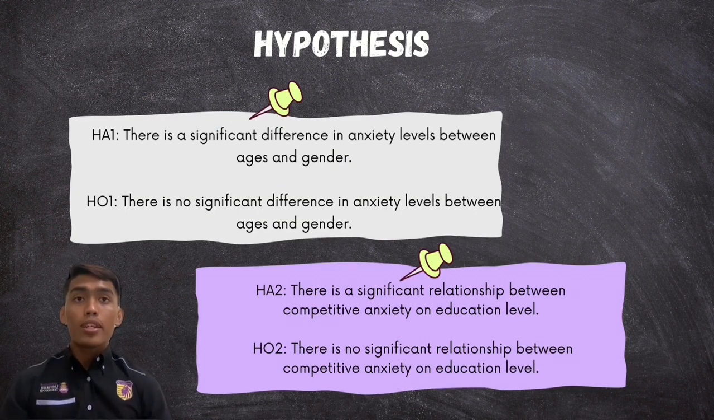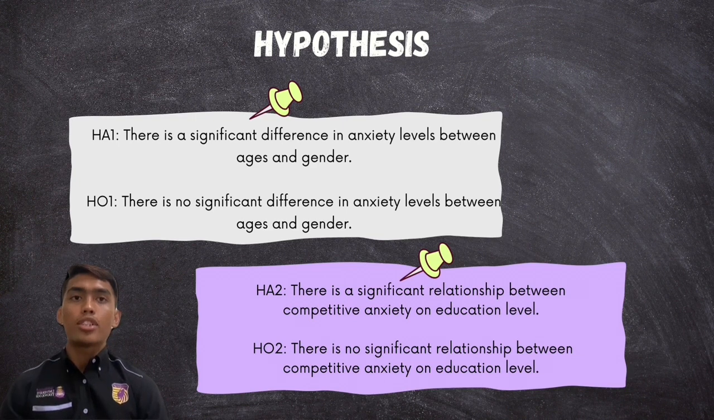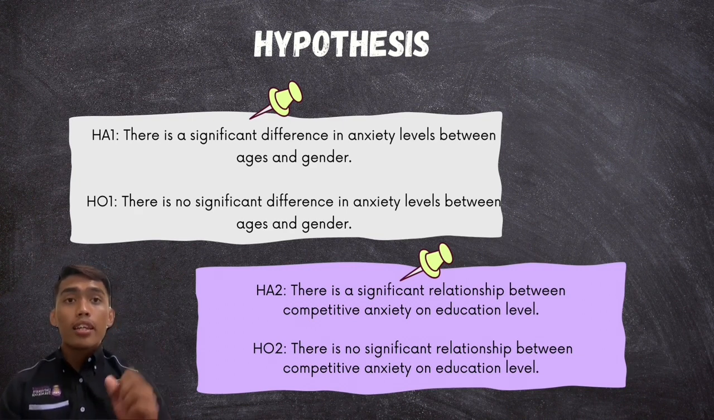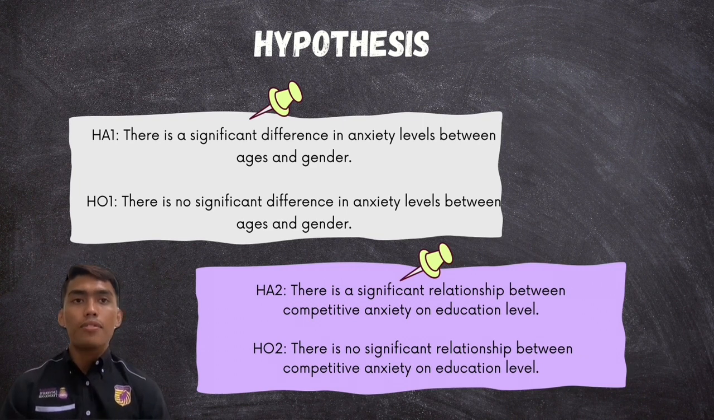Next, we will move to the hypotheses of this research. The first hypothesis is that there is a significant difference in anxiety levels between age and genders. The null hypothesis is that there is no significant difference in anxiety levels between age and genders. The second hypothesis is that there is a significant relationship between competitive anxiety and education level, and the null hypothesis is that there is no significant relationship between competitive anxiety and education level.